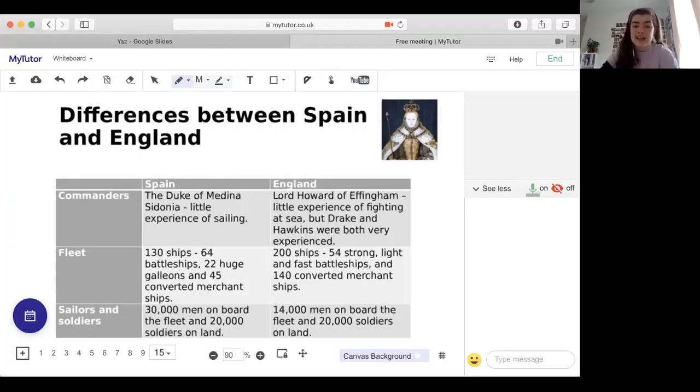And finally, sailors and soldiers. The Spanish had 30,000 men on board the fleet and 20,000 men on land, and the English had 14,000 men on board the fleet and 20,000 soldiers on land. So there's a big disparity there. You think that England's going to be at a disadvantage because of that, but as we'll see when we come to the end, they weren't really. But figures wise, that does look like a bit of a disadvantage.